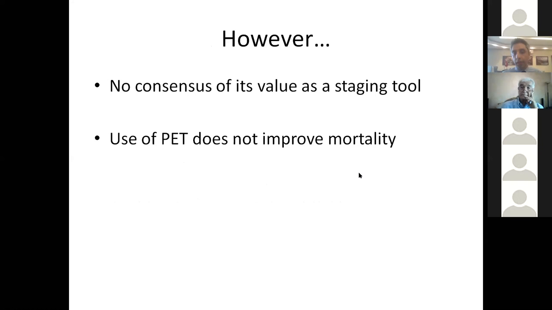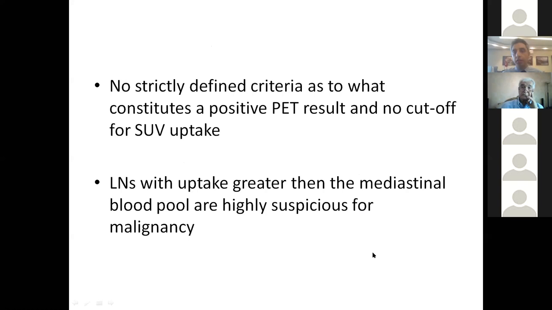Also, there is no strictly defined criteria as to what constitutes a positive PET scan. So a positive result: what is the SUV? What is the cutoff? Frequently, we're going to use an SUV of 2 or 2.5. We're going to look at the mediastinal structures, the mediastinal blood pool. But there is really no strict criteria of what constitutes a positive PET scan.